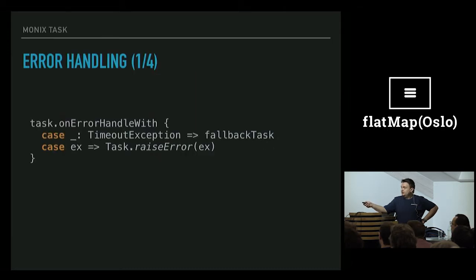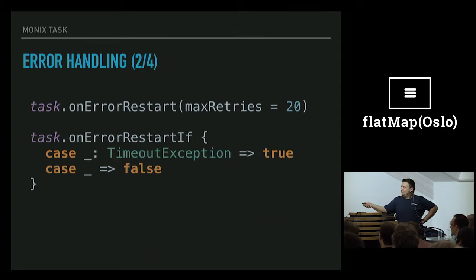So you've got the usual onError handleWith. This is similar to the handleWith from Future. I like onError because I'm a Java programmer. I like to have really explicit naming. So we can restart the task with a maximum retries in case it generates an error. We can restart with a condition: in case it's a timeout exception, restart, otherwise no, just trigger the error.